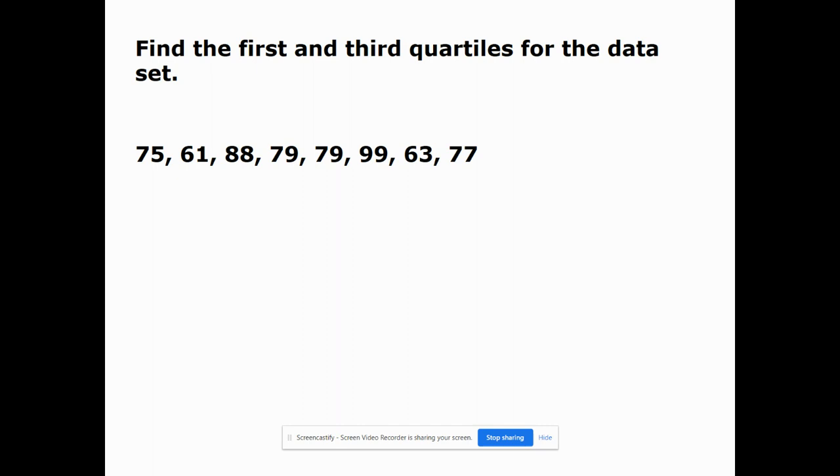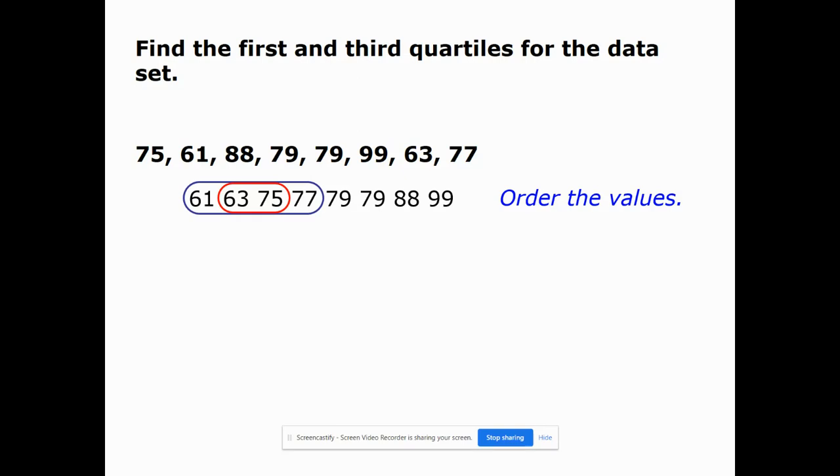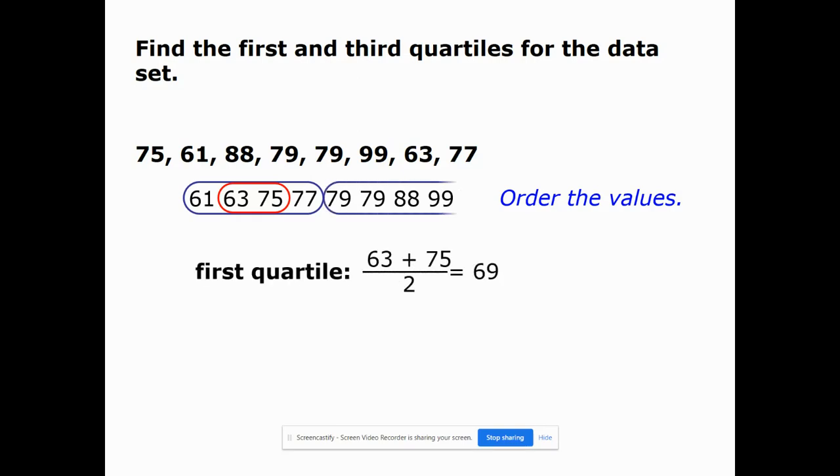So let's talk about how we do that. Find the first and third quartiles for this data set. There are 3 steps. Step 1, I'm going to order my data. Step 2, I'm going to find my median, which in this case is 78. Notice it's not part of the data set, so I'm not going to use it when I go to find my first quartile.